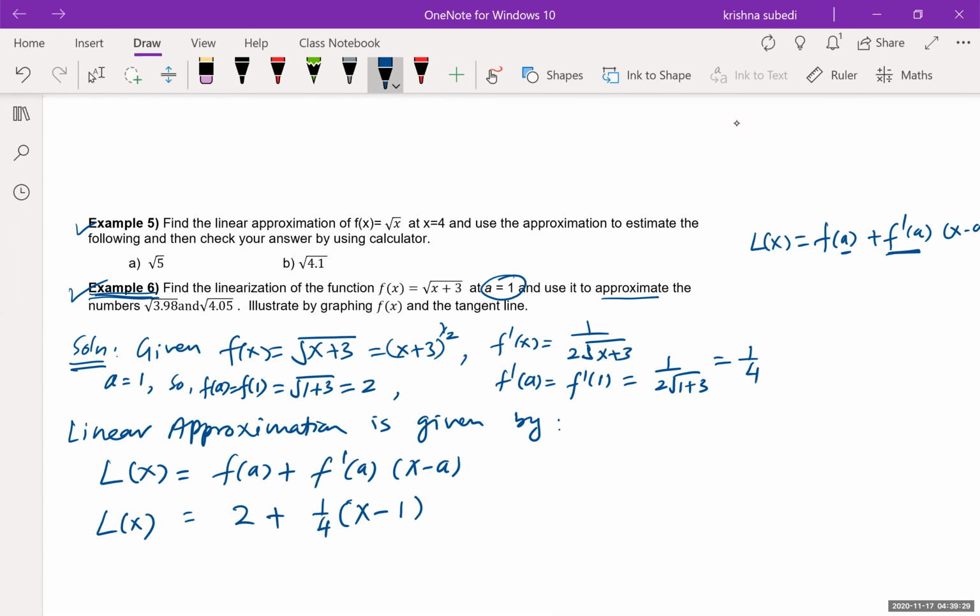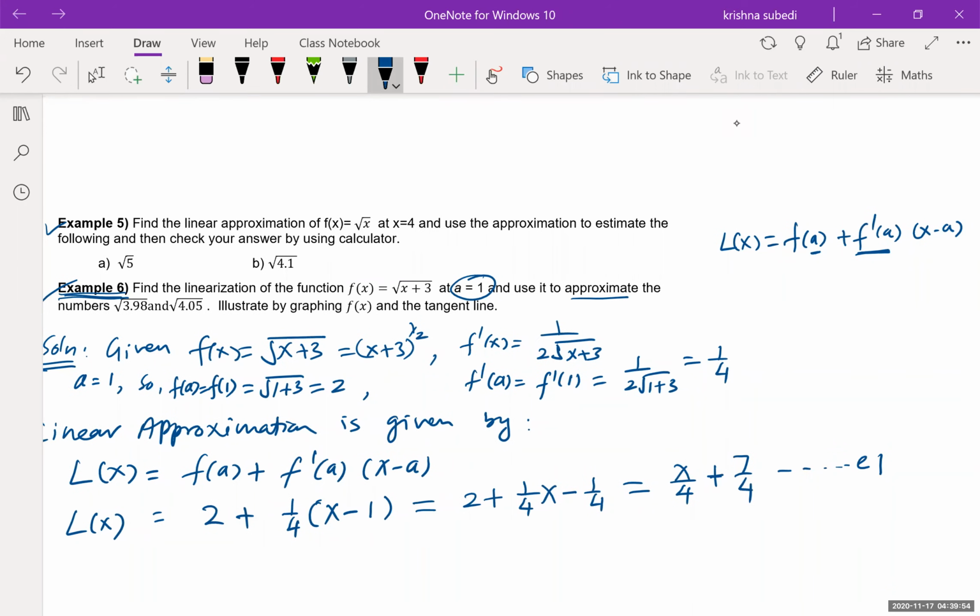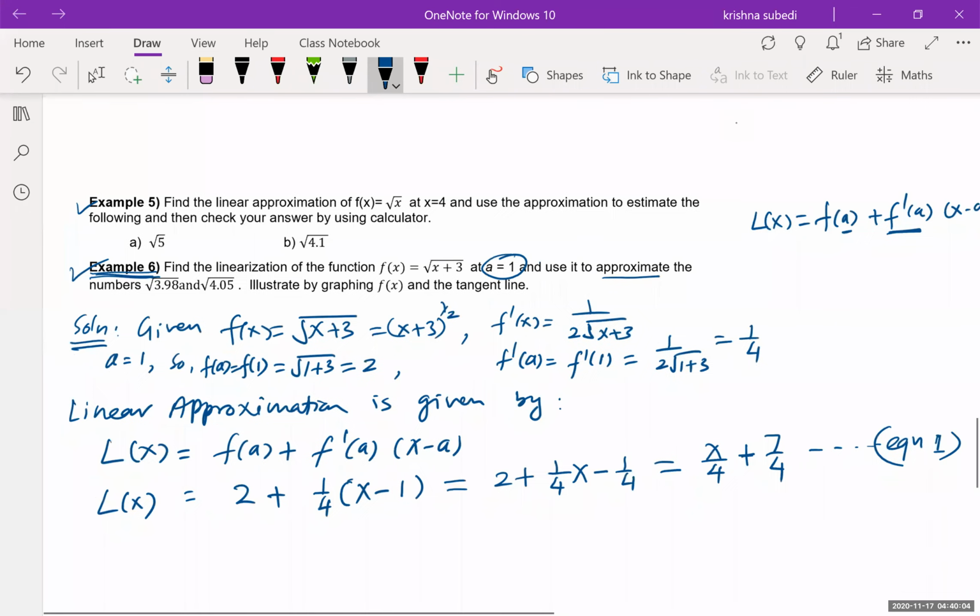Or if you want to write this nicely, you can write this as 2 plus 1 over 4 times x minus 1 over 4, and if you simplify it, you will get x over 4 plus 7 over 4. Is that right? 2 minus 1 over 4 is 7 over 4. Let me write this as equation 1. That is our linear approximation.